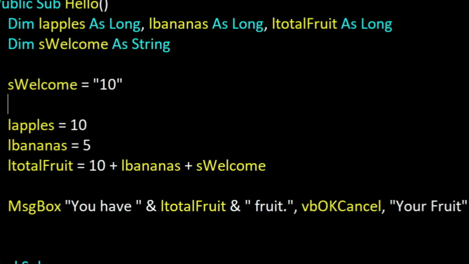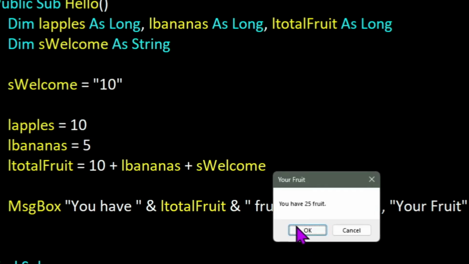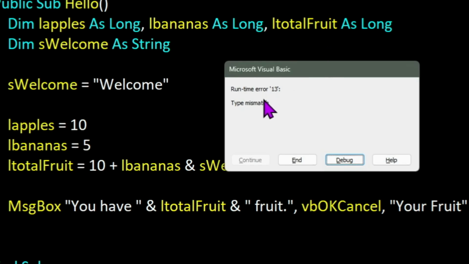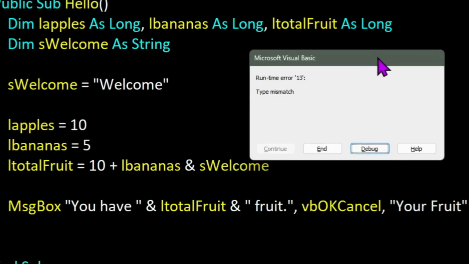Well, let's try it. Here you see that it was able to convert that text into a number, you have 25 fruit. Even though swelcome is a string, it looks like a number, so let's make it a word again to be very clear. Back to welcome. Now what happens if we try to append with an ampersand instead of a plus the swelcome? Again, we get the same error message because we're trying to append a string to a long variable.